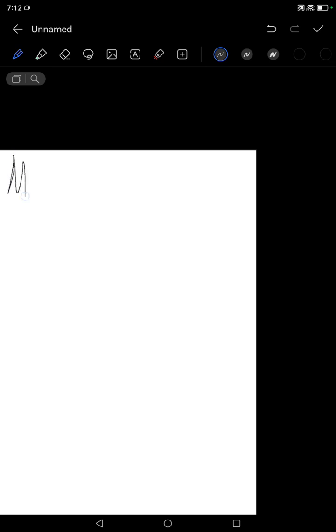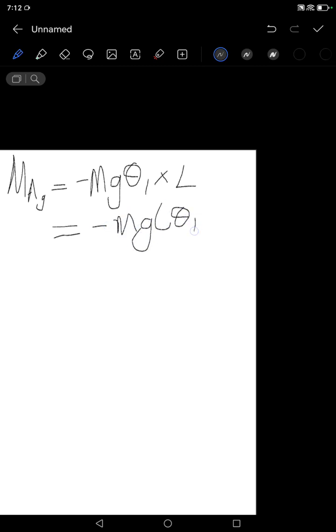The moment at A for gravity is negative mg theta 1 multiplied by length. Remember, moment is force multiplied by length. Our force is negative mg theta 1 for small rotation theta 1, and therefore we can just write it like this: negative mgl theta 1. Now we are done with the gravity. We have the moment at A for gravity, and now we can focus on the spring.